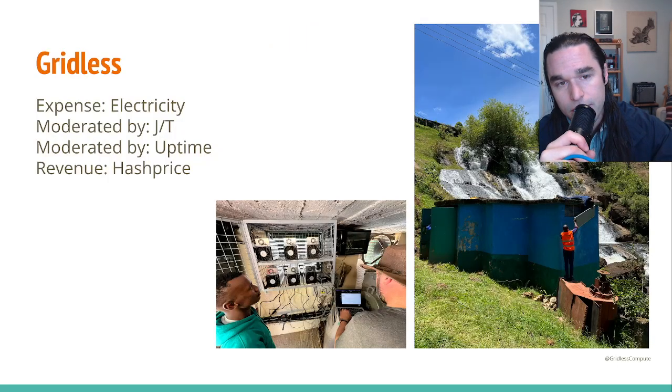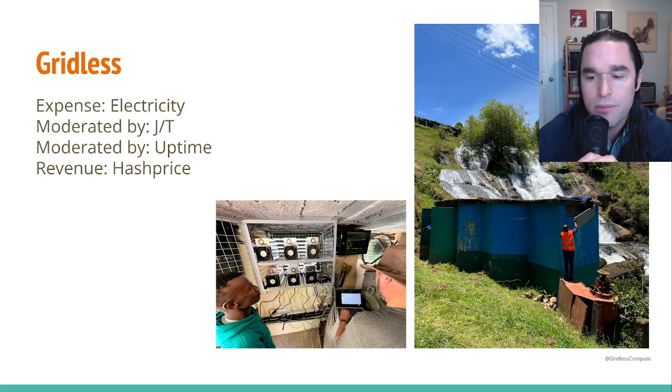What's another example? Gridless compute. Eric Hirschman and his team are doing some beautiful work in Africa where they are going to hydro facilities and they are setting up mines on them with certain conditions. Okay, well, Gridless Compute is a functional business that provides a lot of utility to the communities that they serve. What's their expense?